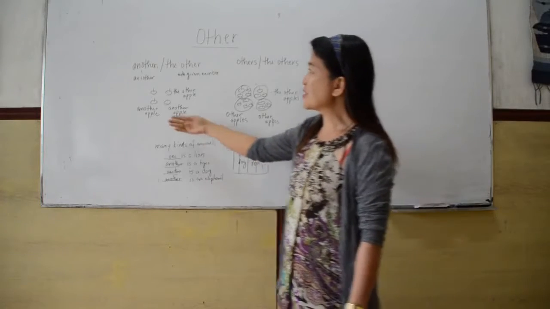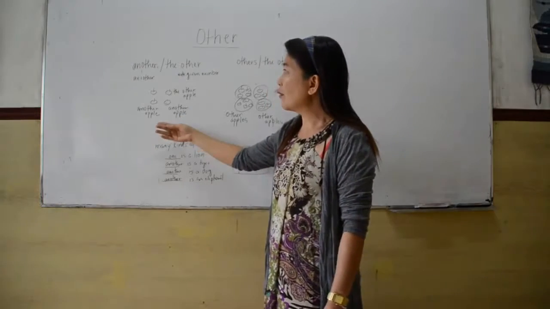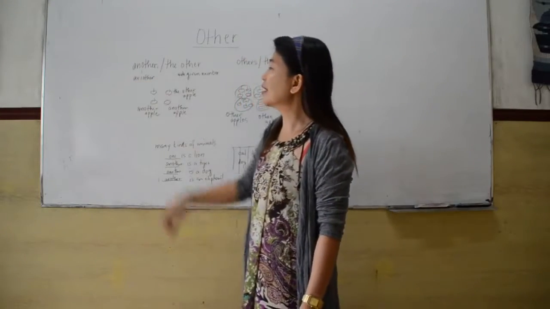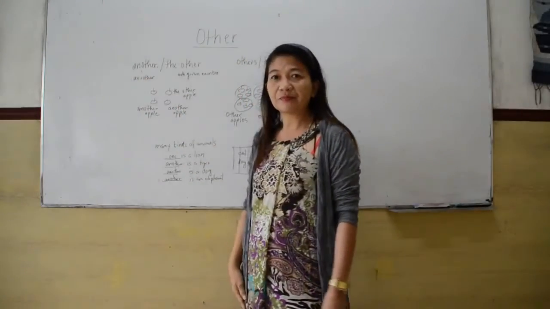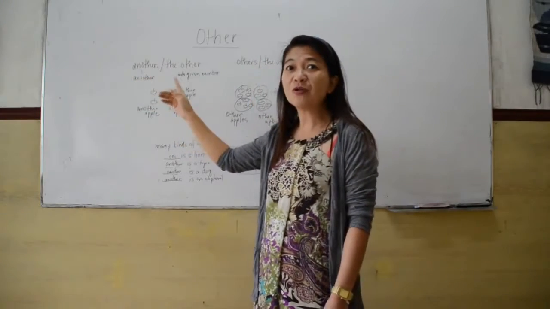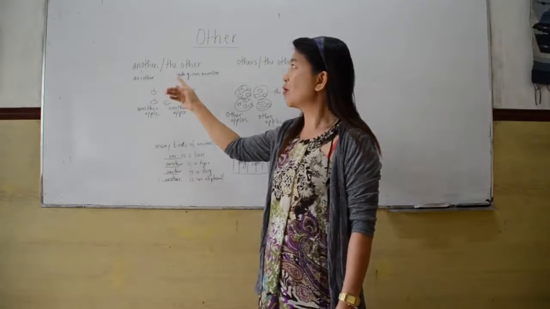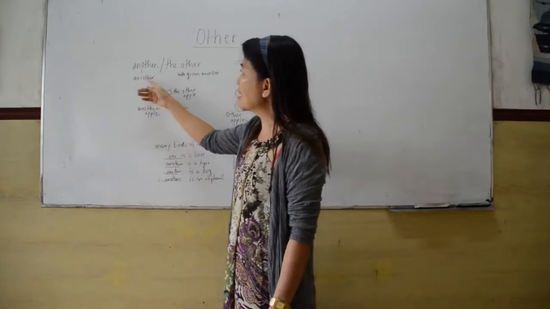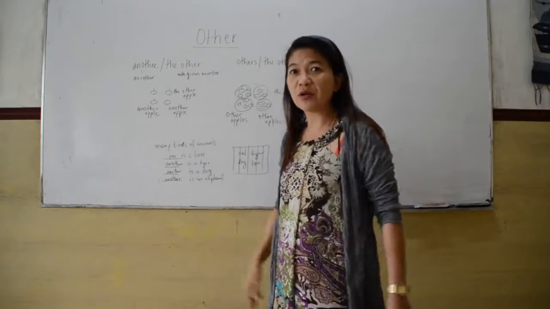Okay, so let's go first to the singular forms. Let's take first the word another. What does this word mean? Another means one more out of a group of similar items. It means an plus other put together as one word.